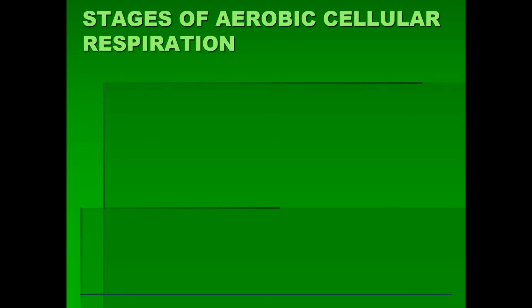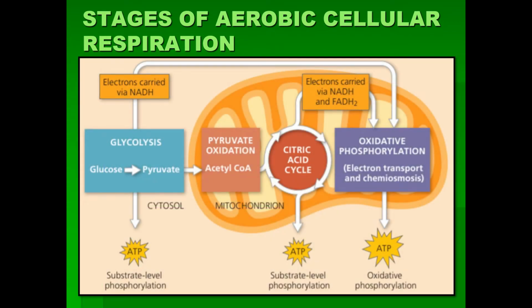So let's continue. At this point, let's discuss the main stages of aerobic cellular respiration. I want you to take a look at this diagram. Cellular respiration has 4 major stages, as you can see. We have glycolysis, and then we have pyruvate oxidation. We have the citric acid cycle, which is also known as the Krebs cycle. And lastly, we have oxidative phosphorylation, which includes the electron transport chain and chemoosmosis.